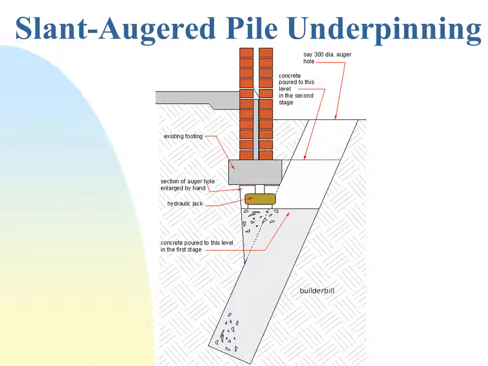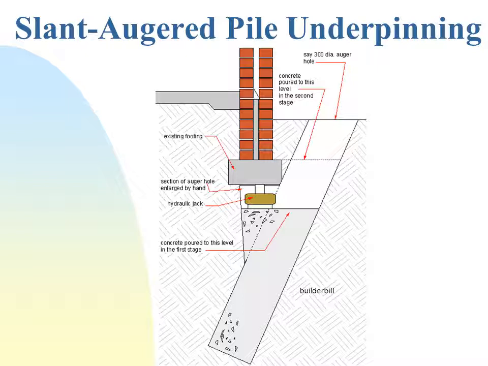Another option is to have a slant augered underpinning technique. So instead of having a steel pile, I'll have a slanted auger pile. This is a reinforced concrete pile at an angle. So now the load will be directly transferred to it.